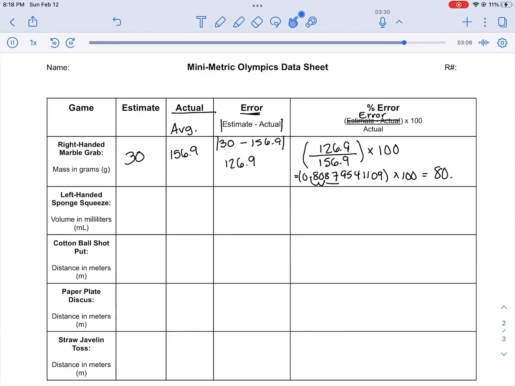80.87%. Now, my decimal place is here. I'm rounding to that first decimal place. We need to look at the number next to the number we're rounding. So next to that 8 is that 7. And we know if our number is greater than 5, we're going to round up. So that would give me an 80.9%.